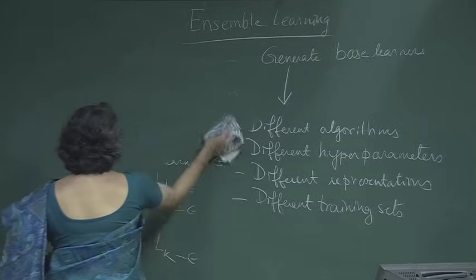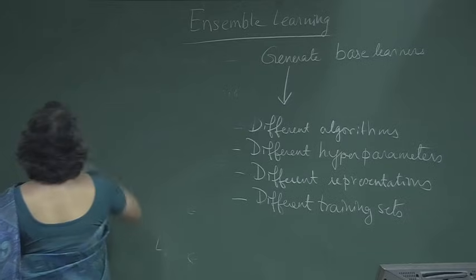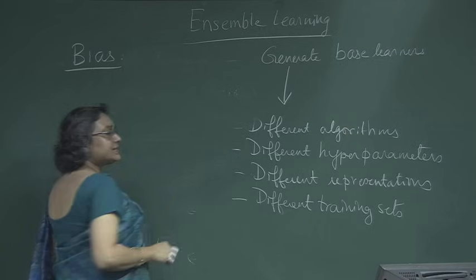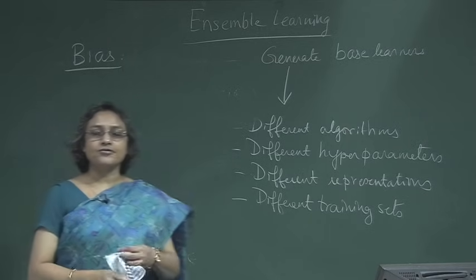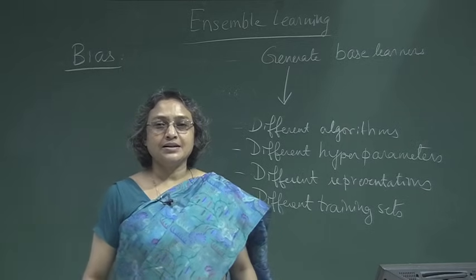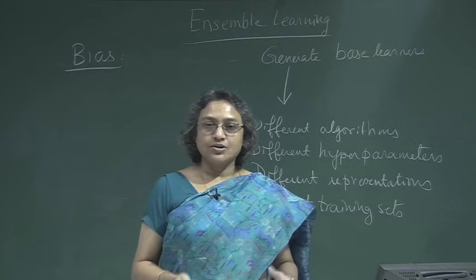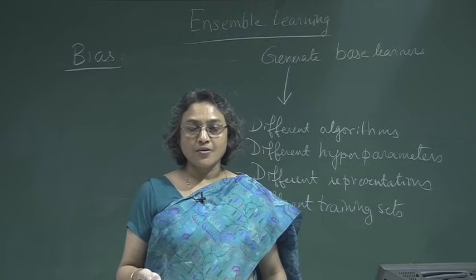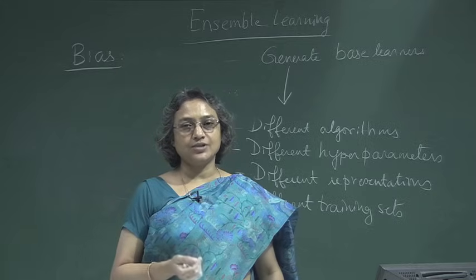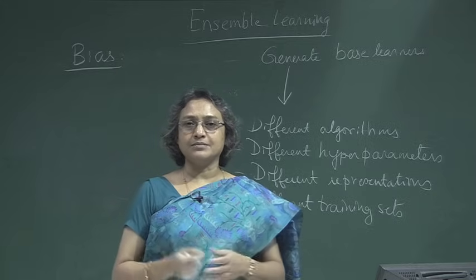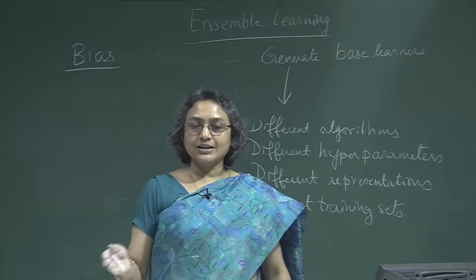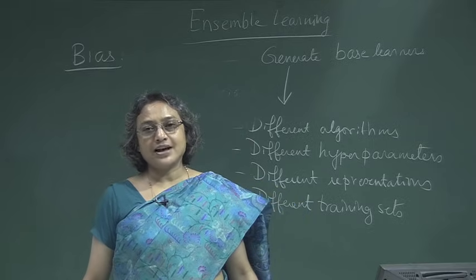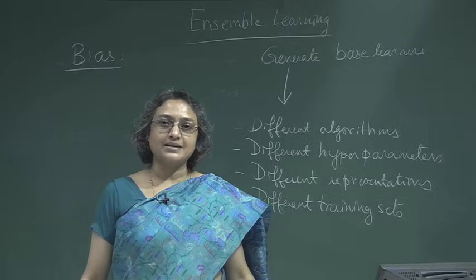We have already discussed bias and variance earlier. What is bias? Bias is a measure of how flexible the model is. So, if the model is very flexible or very powerful, then the bias is low. For example, a decision tree is quite flexible, bias is low. A neural network is quite flexible, bias is low. But a linear classifier is not so flexible and bias is high.